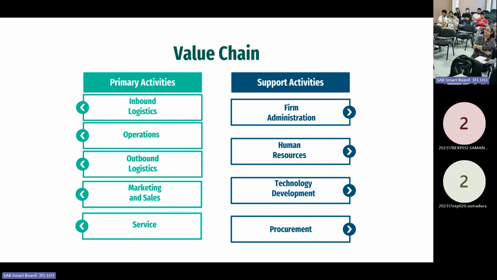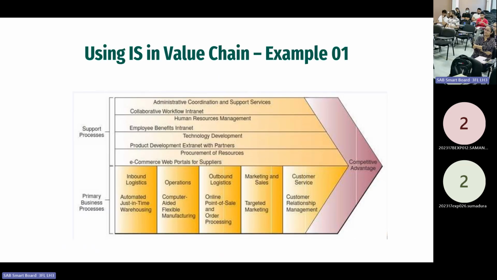So there are two examples where we have put the processes and identified what kind of system or IT support we can take. If you take the first one, this is a hypothetical manufacturing-related company. For inbound logistics, that means related to the inventory, we say they can use an automated just-in-time warehousing system. Just-in-time, JIT, where have you heard about it?